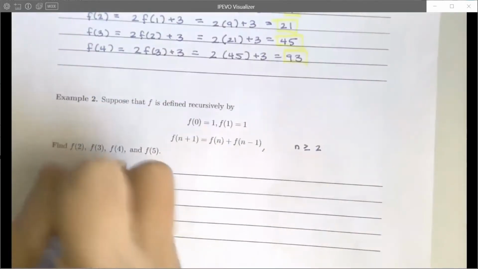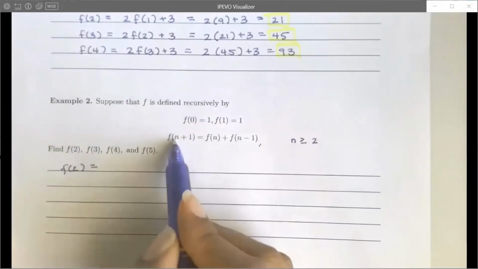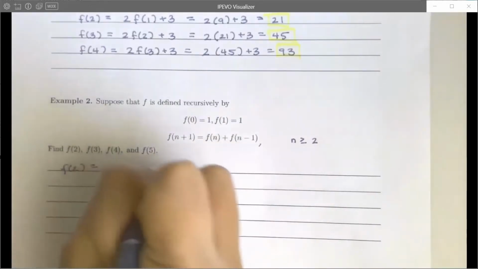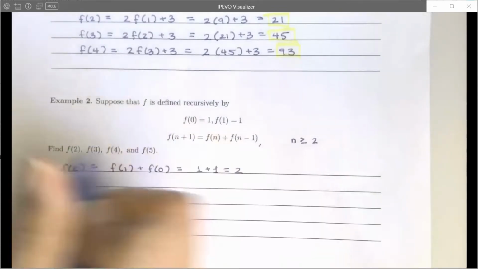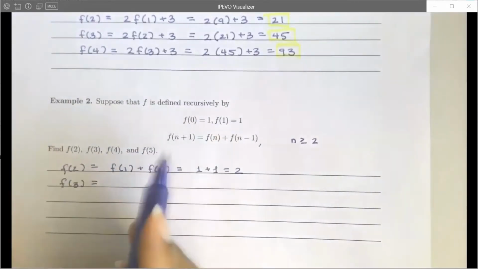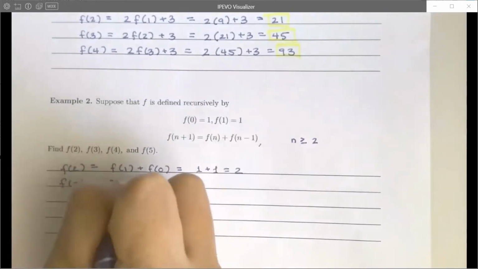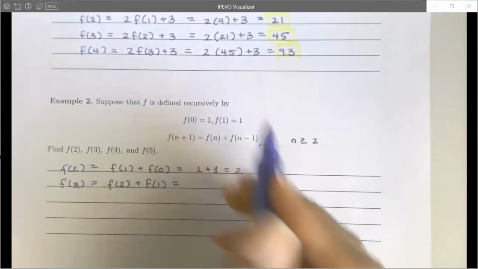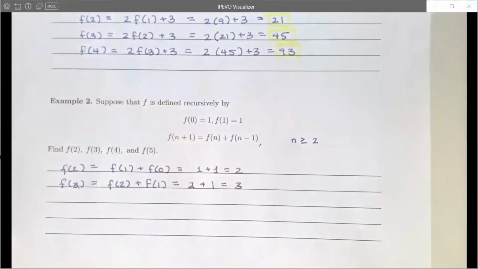Right, now what is f of 2? Well, if n plus 1 is 2, that means that n has to be 1 and n minus 1 has to be 0. So this is going to be f of 1 plus f of 0, which is going to give us 1 plus 1, and that's 2. Then f of 3, if n plus 1 is 3, then n has to be 2. So this would be f of 2 plus f of 1. f of 2 we just evaluated, it's 2, and f of 1 is given to us as 1, so that's 3.